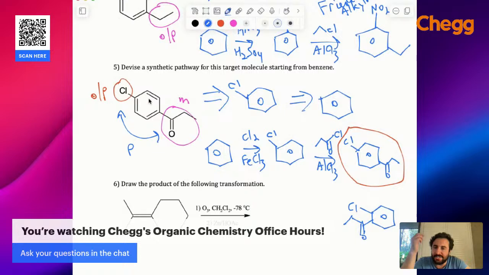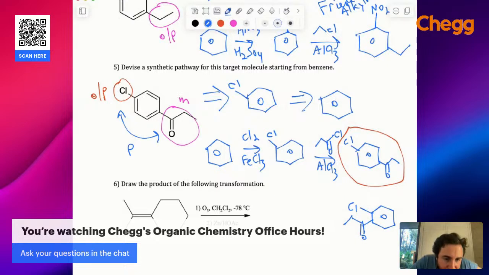So once again, we recognize that this group is ortho-para directing. We recognize that this group is meta directing. We recognize that they have a para relationship. Therefore, it is the ortho-para director that directed the other group to the para position. So we went back to chlorobenzene and then benzene. And then in the forward direction, we did chlorination on benzene, got our chlorobenzene, and then we did the Friedel-Crafts acylation. Alkylation puts an alkyl group on there, acylation puts an acyl group on there, both with the aluminum trichloride catalyst. Very similar mechanisms, and that gives us our disubstituted product. So that's that one.